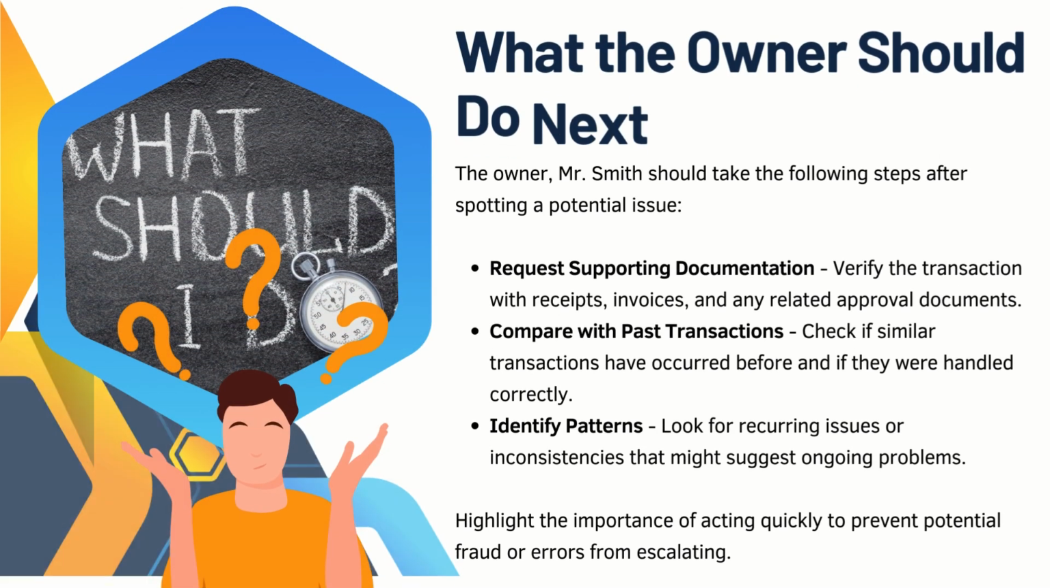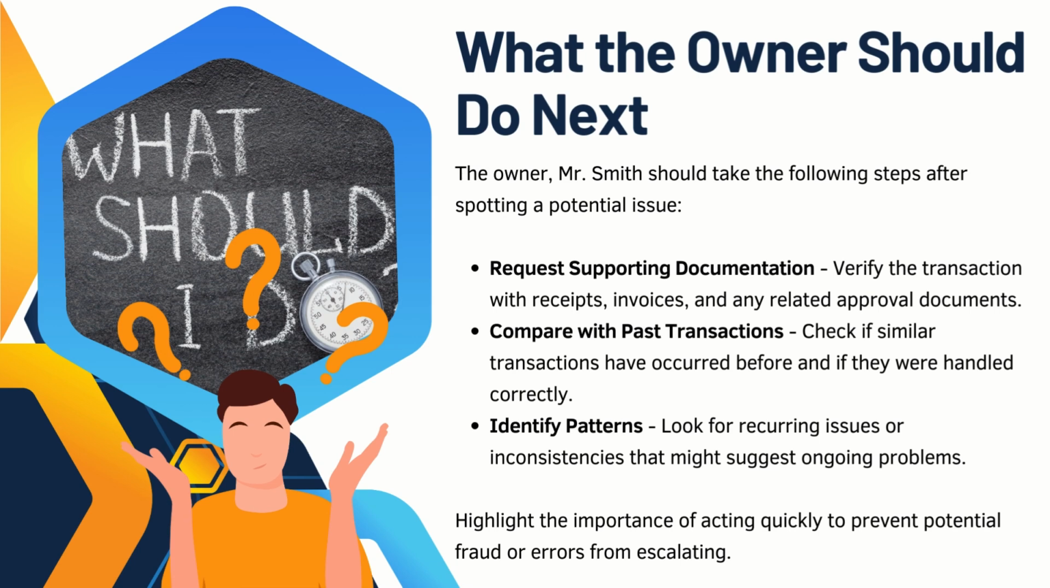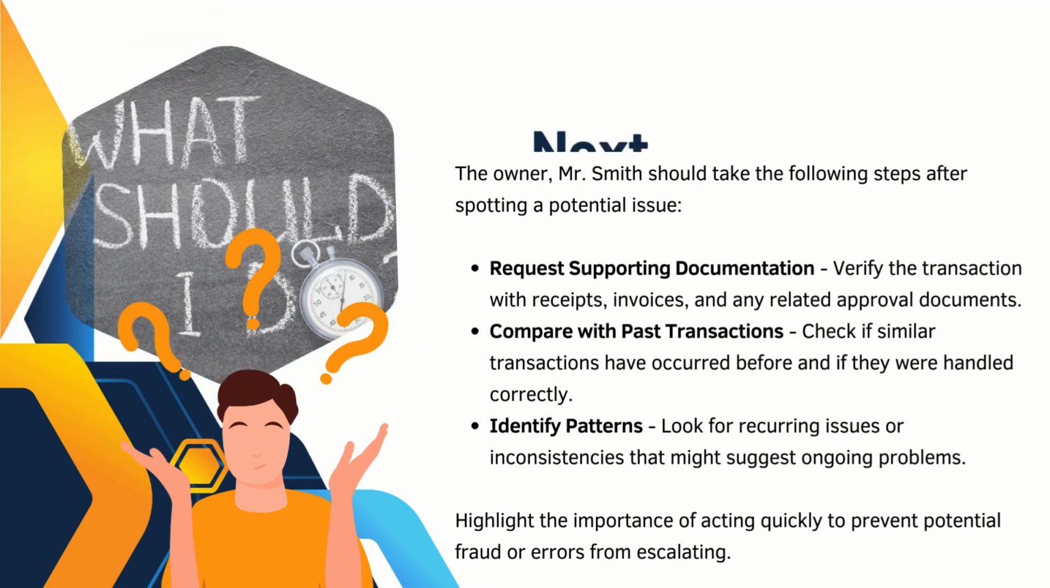What the owner should do next. The owner, Mr. Smith, should take the following steps after spotting a potential issue: request supporting documentation, verify the transaction with receipts, invoices, and any related approval documents. Compare with past transactions, check if similar transactions have occurred before and if they were handled correctly. Identify patterns, look for recurring issues or inconsistencies that might suggest ongoing problems. Highlight the importance of acting quickly to prevent potential fraud or errors from escalating.